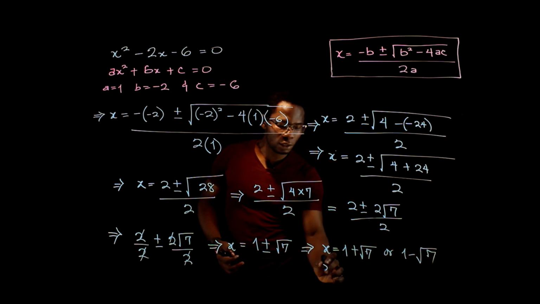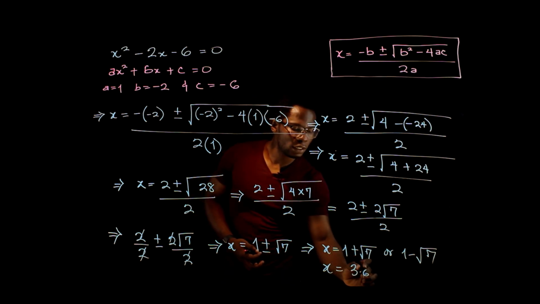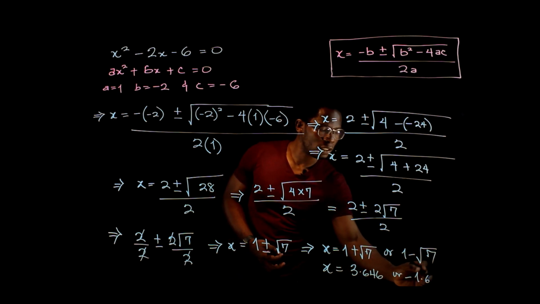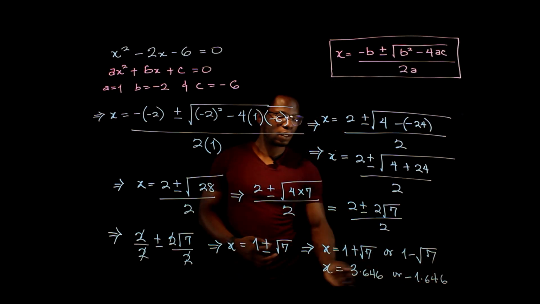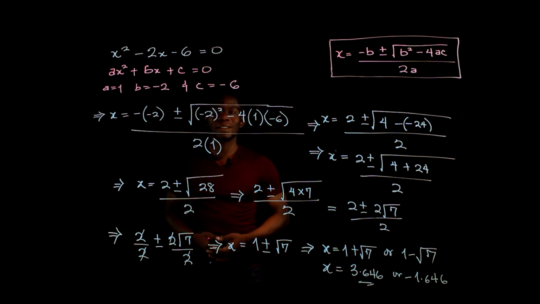And you can use a calculator to solve that, and we'll have that x is equal to 3.646 or minus 1.646. And those are the two roots of our equation. So let's solve our next example.